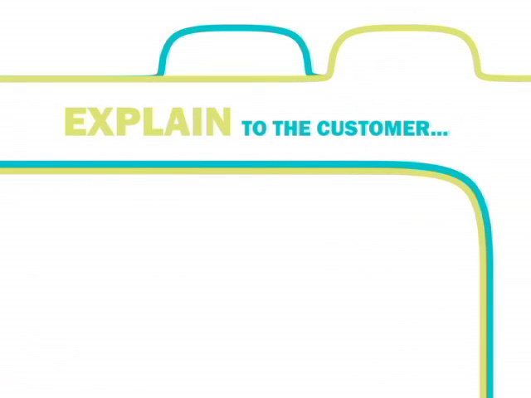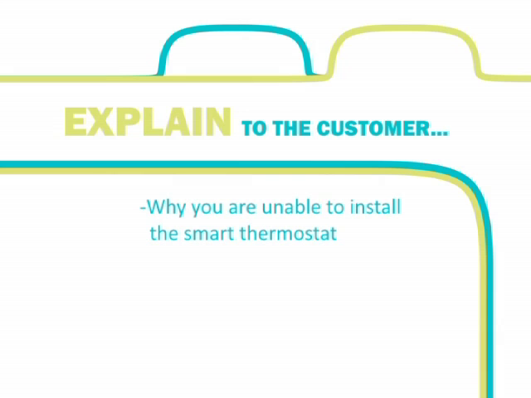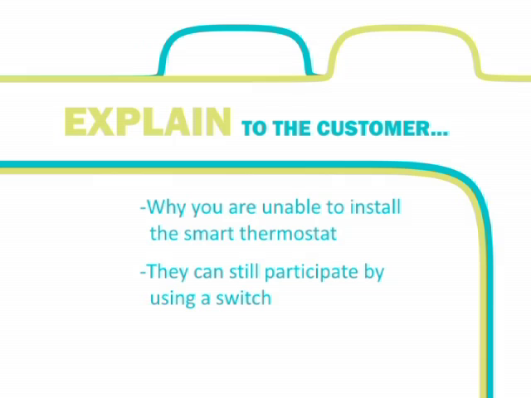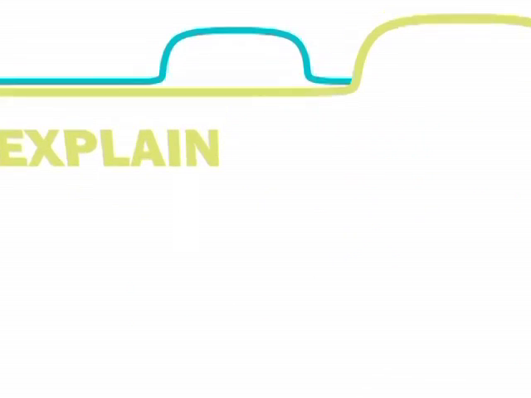If any of these scenarios occur, speak with the customer to explain why you are unable to install the smart thermostat. Explain that they can still participate in demand response load control by allowing you to install a switch on the outside of their house adjacent to their central air conditioning unit. You must receive their permission before installing the switch.